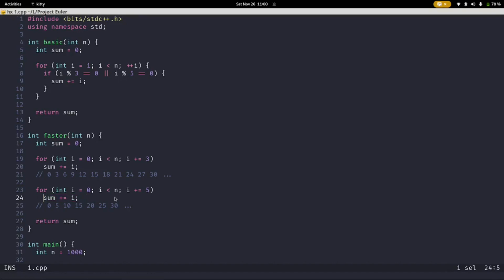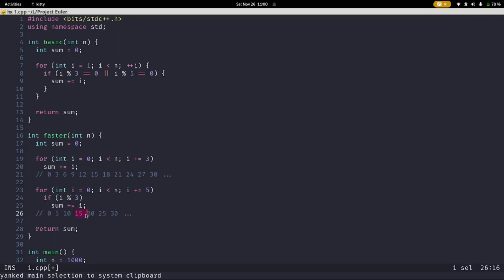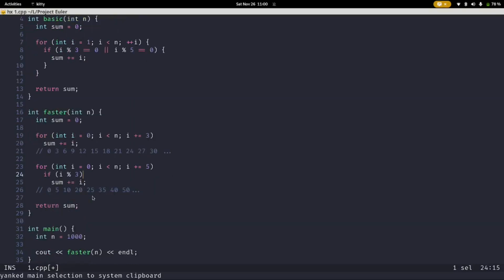So I can just write if i modulo 3 is not equal to 0, which means if i modulo 3 is nonzero, then add those numbers. So now it will skip over these numbers and just keep on with the other multiples of 5. It will skip over 45 and go to 50, skipping all the multiples of 3 which were already counted.